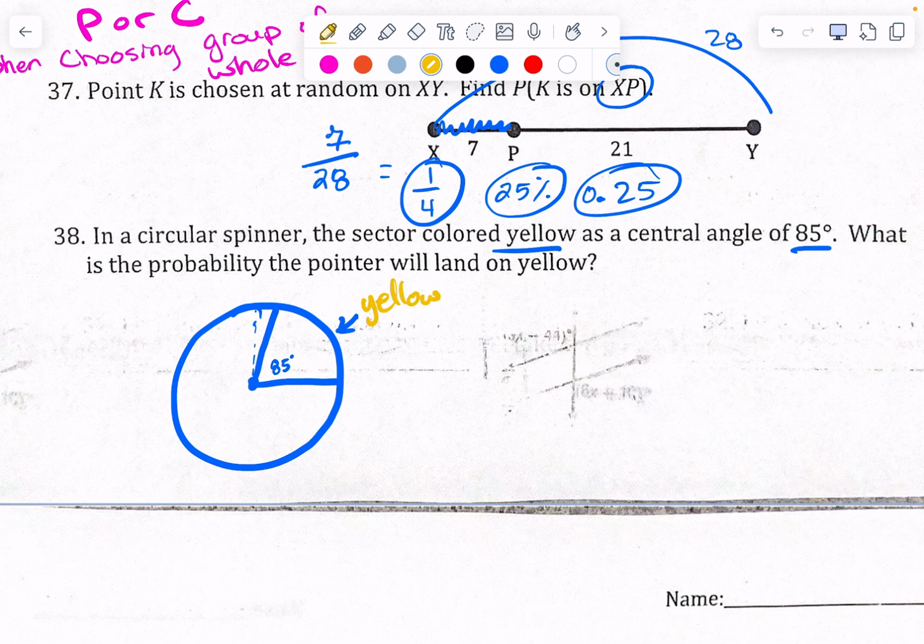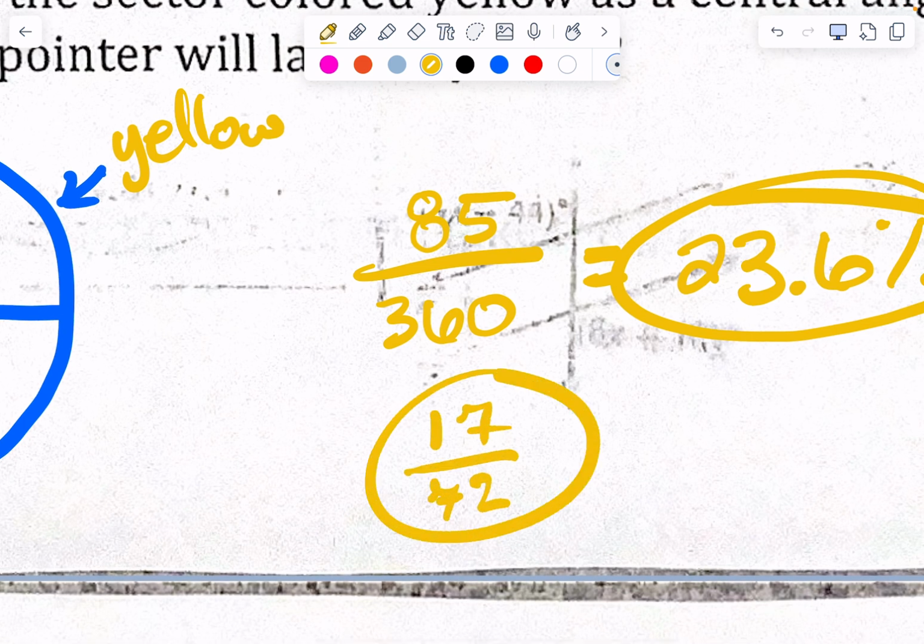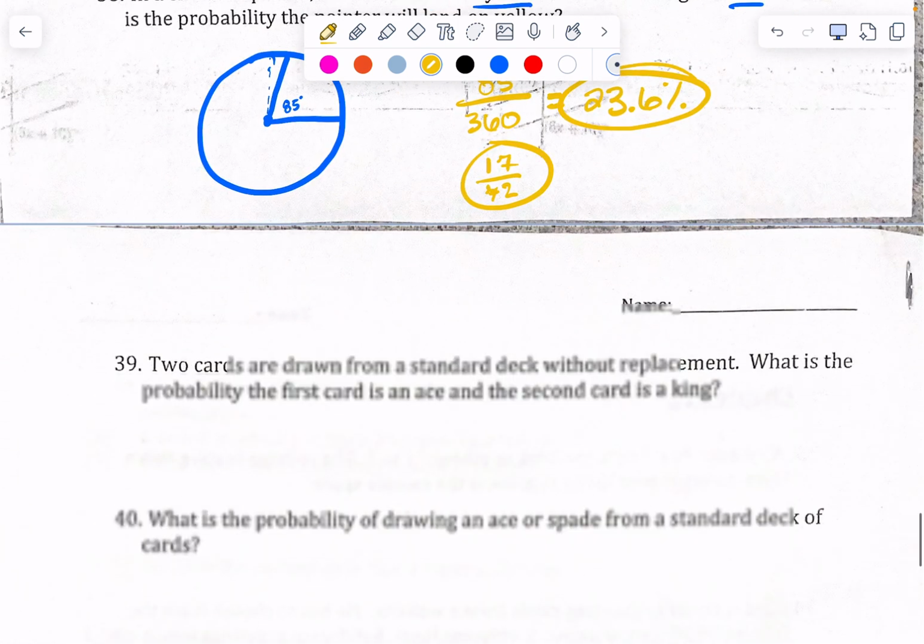Okay, what is the probability that we land on yellow? 85 out of 360. There's 360 degrees total. Okay, what's 85 divided by 360? 23.6%. You can also put it as a fraction, I don't care, but reduce it. If you're gonna put it as a fraction, you gotta do a little bit of work. 17 over 72. Cool. Yep. Beautiful. Love it. Nice.